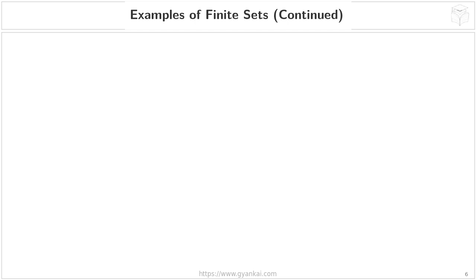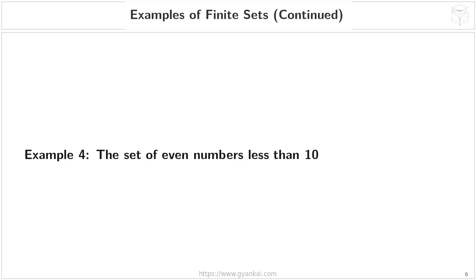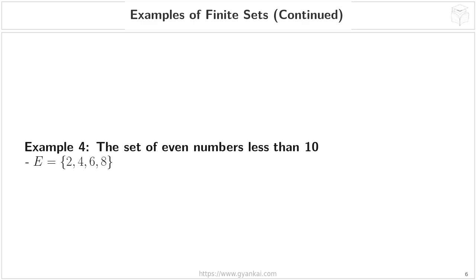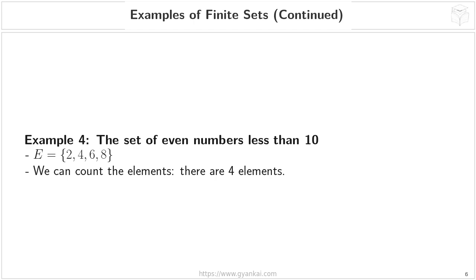Examples of finite sets continued. Let's look at another example to solidify our understanding of finite sets. This is example 4, and it deals with even numbers. We're considering the set of even numbers less than 10. We represent this set using the capital letter E, and its elements are listed within curly braces. So, E is equal to the set containing 2, 4, 6, and 8. Now let's count the elements within this set. We have 2, 4, 6, and 8. That's 1, 2, 3, 4 elements.